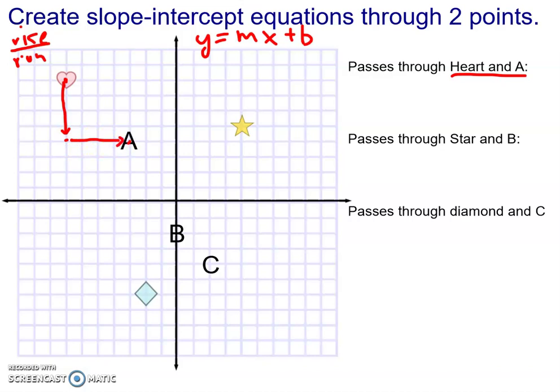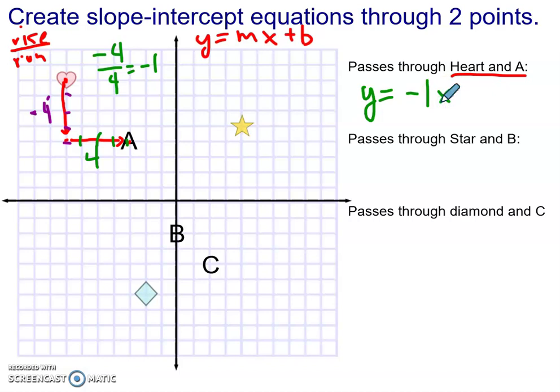I'm going down 1, 2, 3, 4. And then I'm going over 1, 2, 3, 4. So for our first one, this one is -4 divided by 4 is our slope, which reduces to -1. Okay, so I already know that it's going to be y equals -1x.